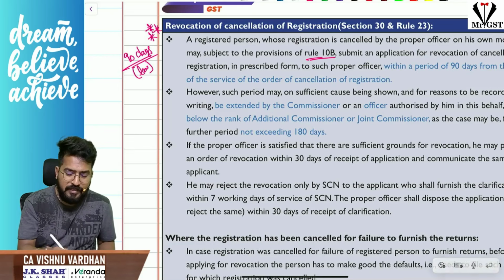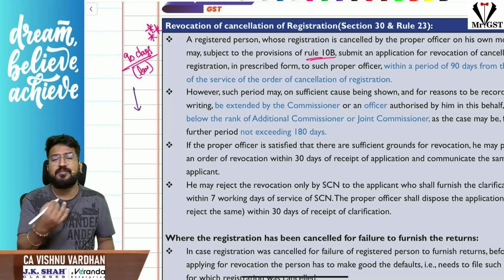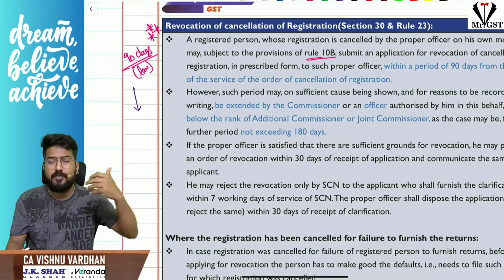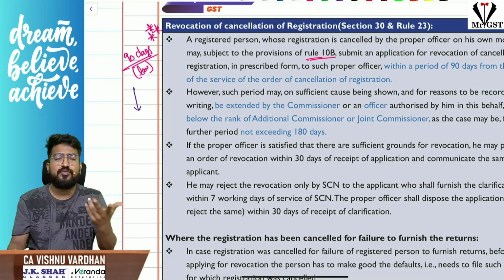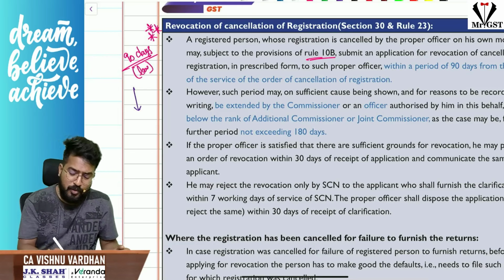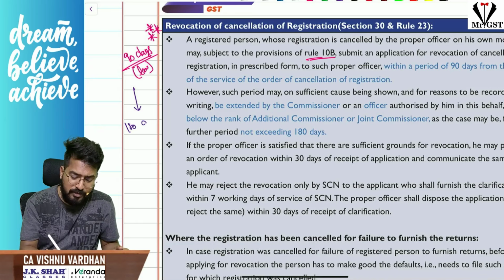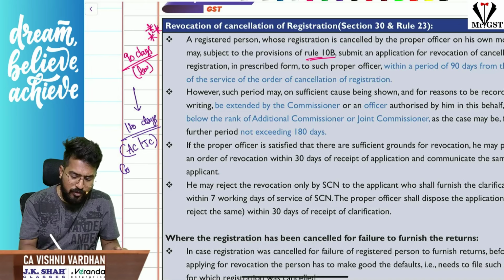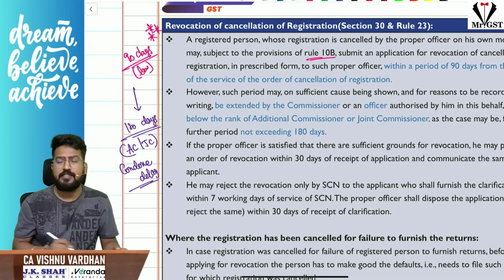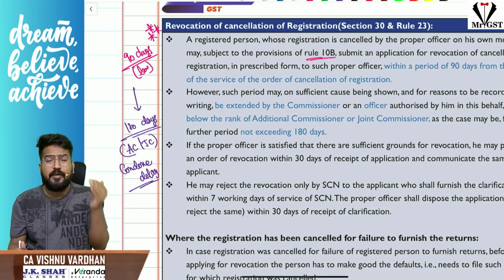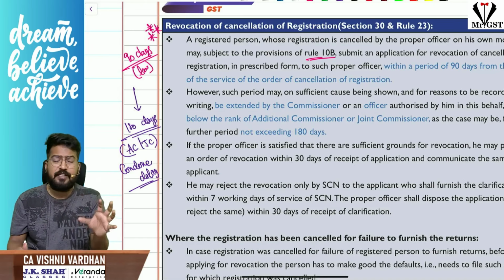Okay, sir, 90 days are over, but I did not apply, sir. There were some family problems or health related issues, etc. So we did not apply, sir. What should I do? You can go to the Additional Commissioner or Joint Commissioner. The AC or JC can condone the delay for a further period of 180 days. That means it is not 90 including that 180 days. Is the 90 days there? No, it is not like that.